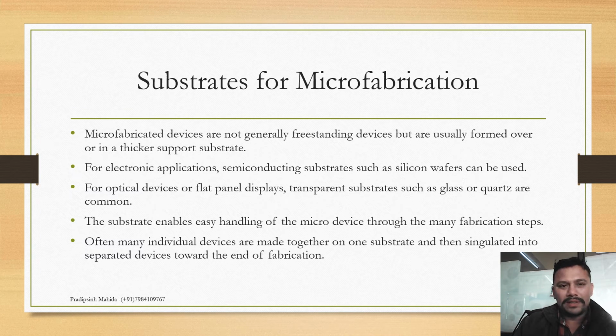Substrate for microfabrication. Microfabricated devices are not generally freestanding devices, but are usually formed over or in a thicker support substrate. For electronic applications, semiconducting substrates such as silicon wafers can be used, which is very popular. For optical devices or flat panel displays, transparent substrates such as glass or quartz are common. The substrate enables easy handling of the micro devices through many fabrication steps. Often, many individual devices are made together on a substrate and then singulated into separate devices toward the end of the fabrication process.